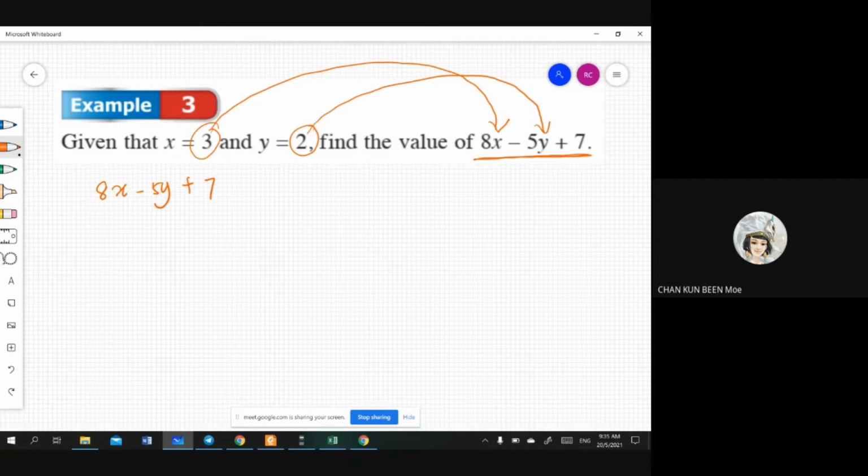We need to do the substitution right now. So what you can do is use a bracket, 8 times x which is equal to 3, minus 5y. What is the value of y? 2. Correct. And then you plus 7.